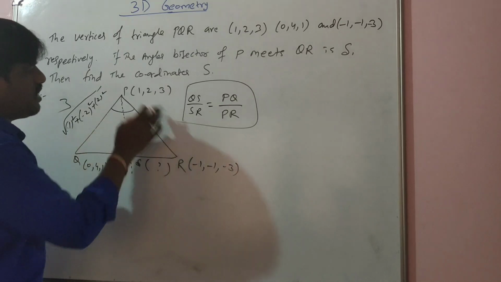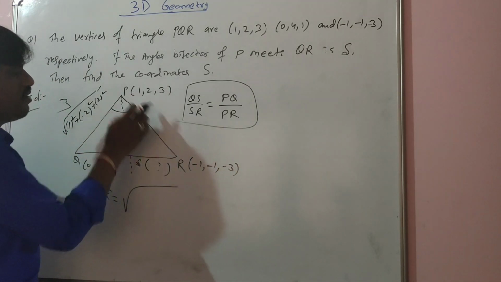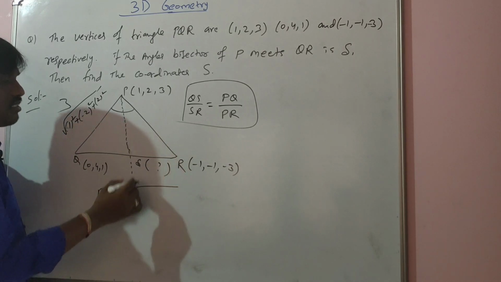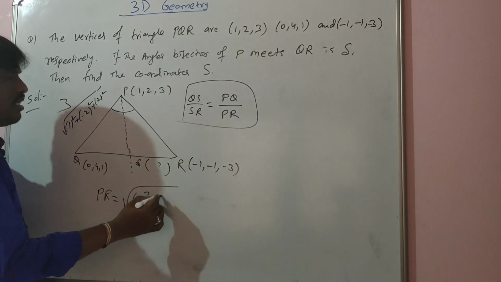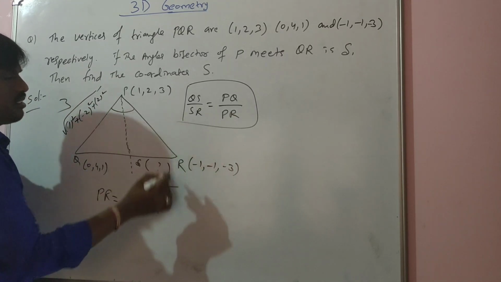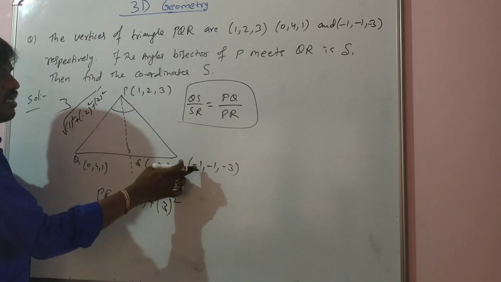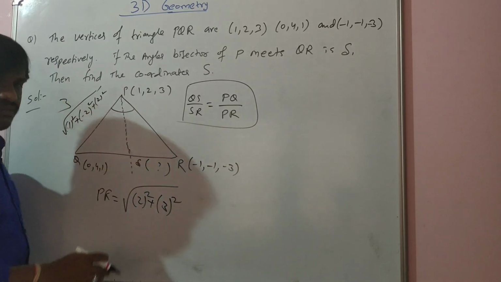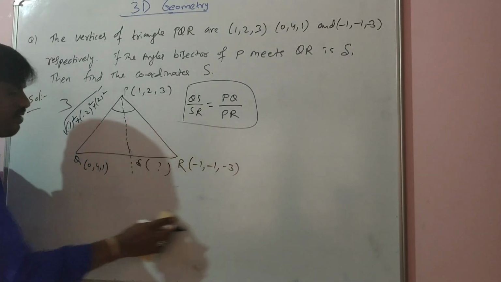Now let's find the distance of PR. The distance of PR will be square root of (1 minus (-1)), that is 1 plus 1, 2 square, plus (2 minus (-1)), that is 2 plus 1, 3 square. Hope you understand. Minus into minus is plus, using x2 minus x1 whole square. If you are not understanding, I'll write clear steps. Don't worry about that.